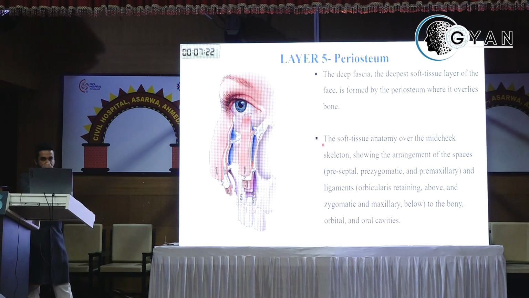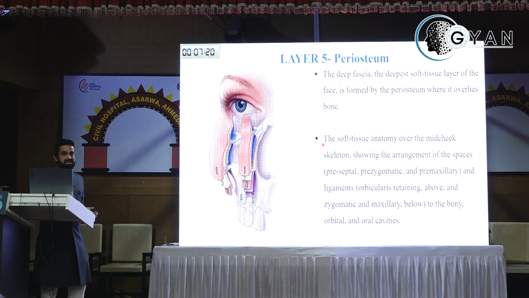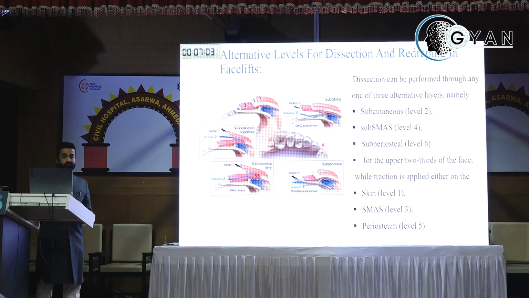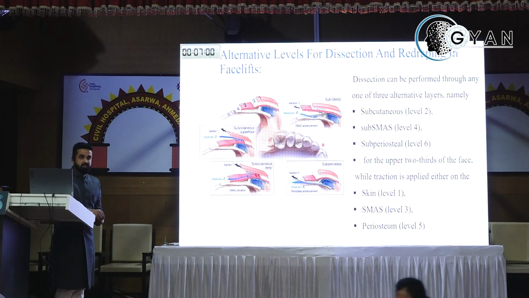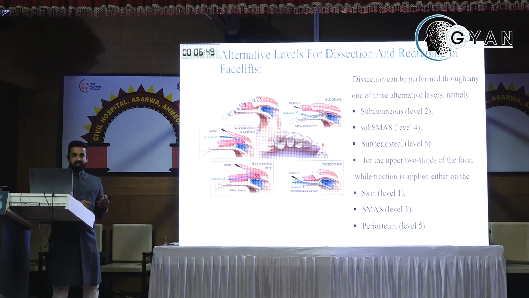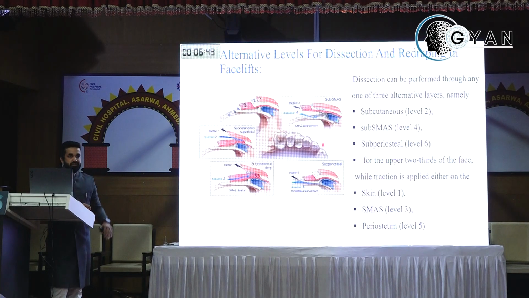And then there is the last layer, or you can say the deepest soft tissue layer of the face. So sometimes when you've done all the layers for facelift, you require a 6th plane, and that is underneath the periosteum, the subperiosteal dissection. So there are various alternative levels for dissection, as you can see, right under the skin. So there will be a skin type, sub-SMAS type. At the muscle, we use the muscle mostly for traction, right? Underneath the SMAS, then subperiosteal. So there are various levels of dissection that we speak about.